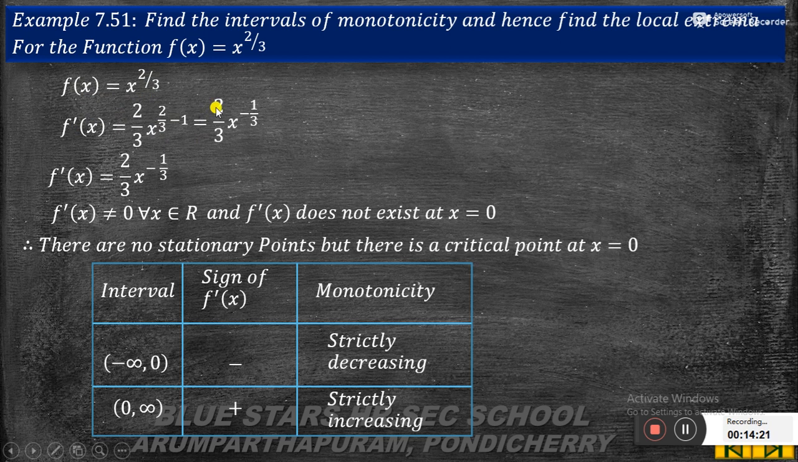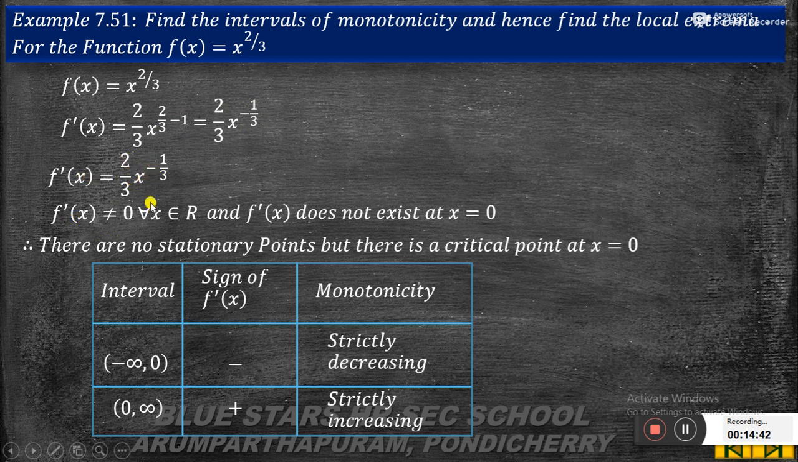In the next step, 2 by 3 into, in the power I do the cross multiplication, that means 2 minus 3 into 1, over 3. So 2 minus 3 by 3 means minus 1 by 3. Therefore 2 by 3 into x power minus 1 by 3. Therefore f dash of x equal to 2 by 3 into x power minus 1 by 3.